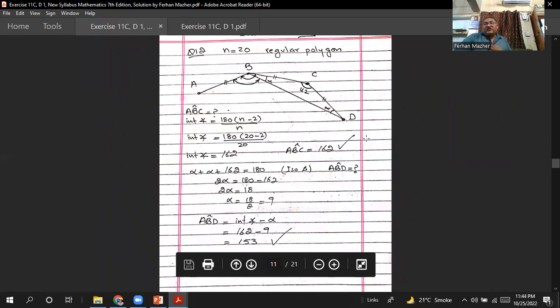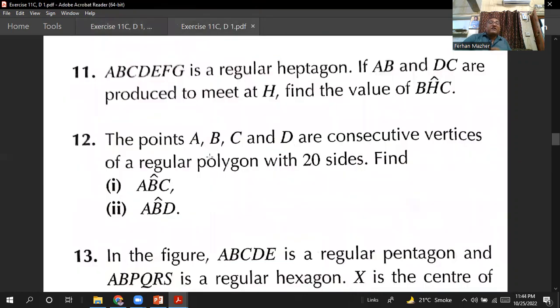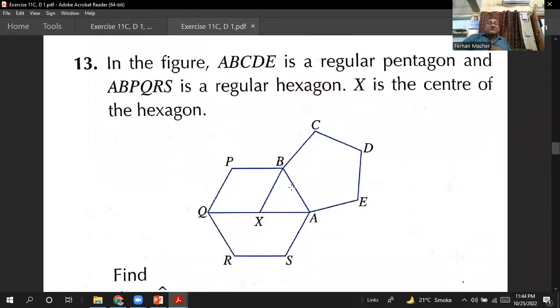So the whole question number 12 is showing up on your screen from exercise 11C D1, New Syllabus Mathematics 7th edition. In the figure, ABCDE is a regular pentagon, a 5-sided figure, and ABPQRS is a regular hexagon. X is the center of the hexagon.